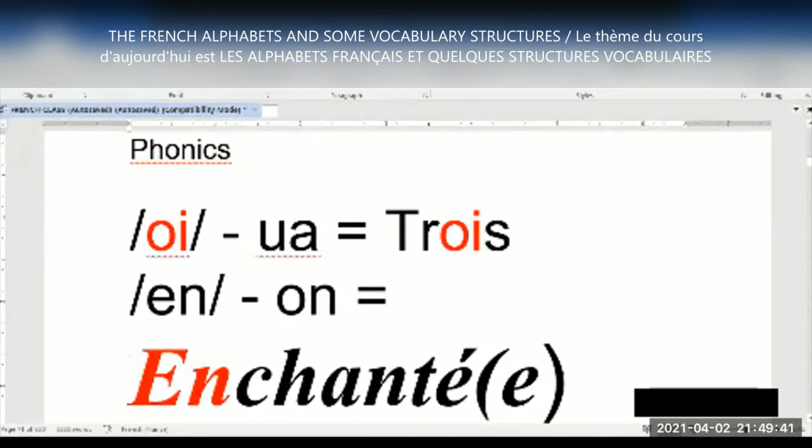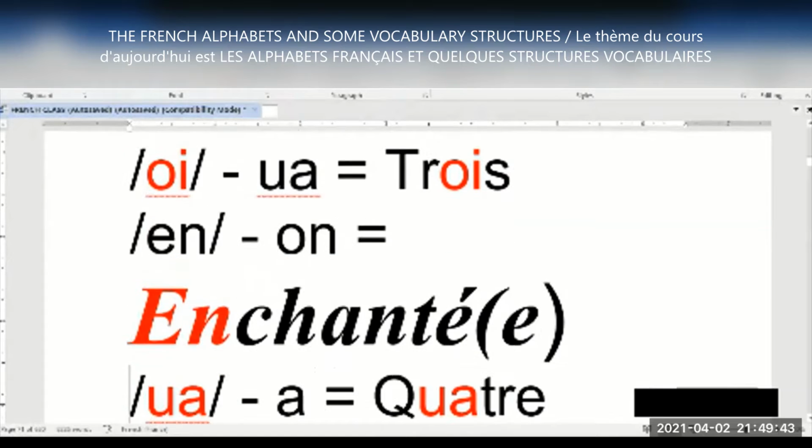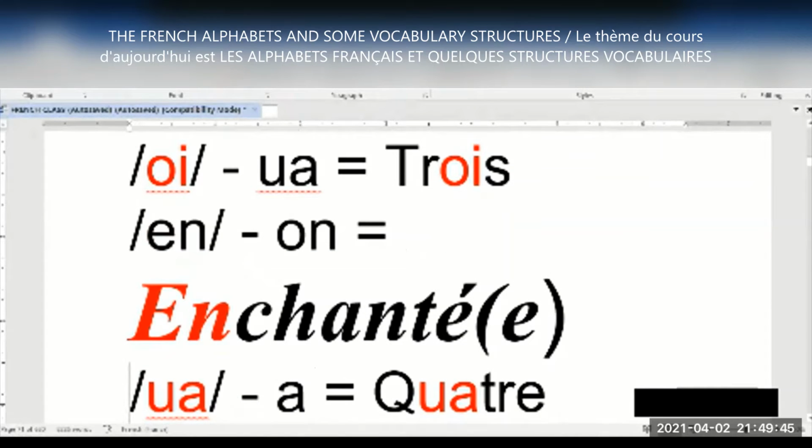Take a look at this. Enchanté, which is to say, nice to meet you, good to meet you, pleased to meet you. I'm enchanted to know you. EN is on, enchanté.